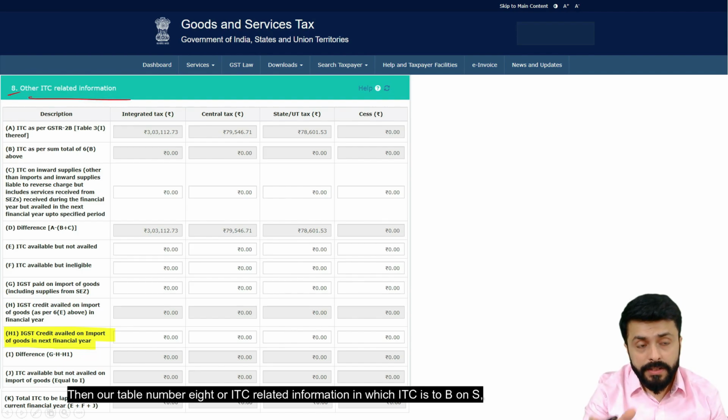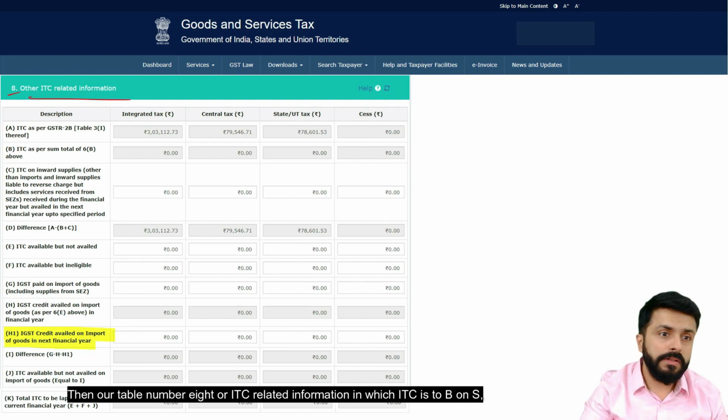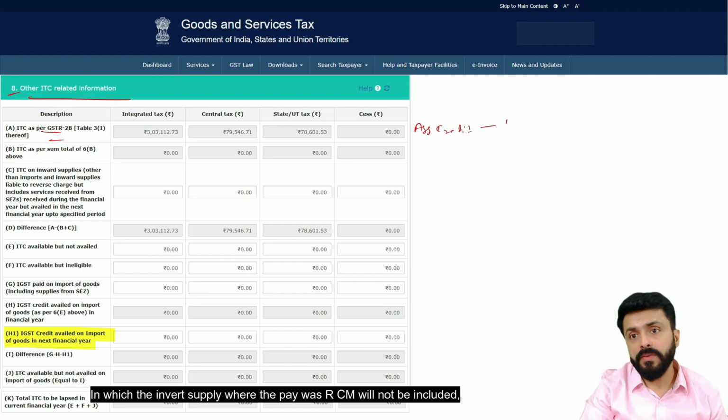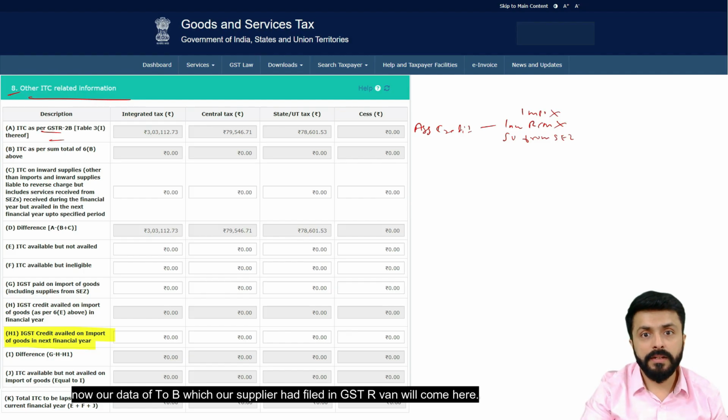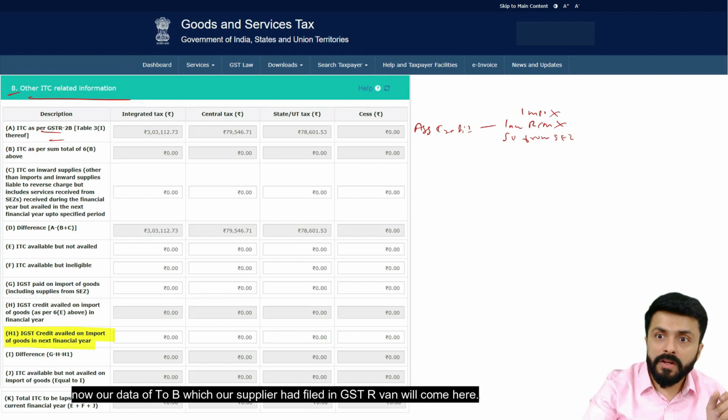Then our table number 8, or ITC related information, in which ITC is to be shown. Now in 8A we will take all credit, meaning aggregate credit, in which the inward supplies where tax is payable under RCM will not be included. Supply from SEZ will come. We will not consider our import. Now our data of GSTR-2B, which our suppliers had filed in GSTR-1, will come here.